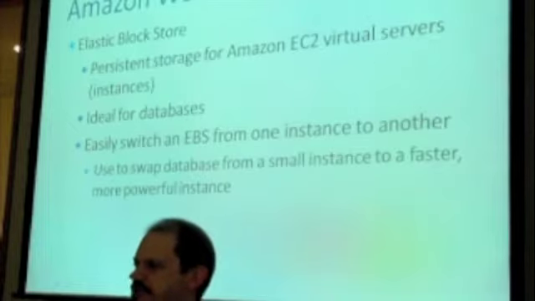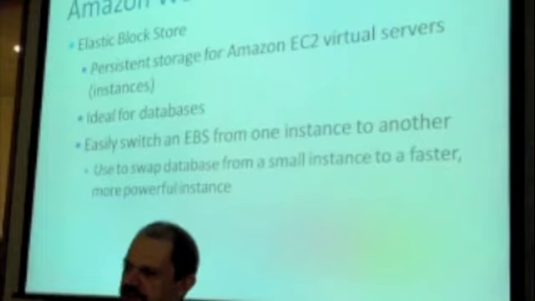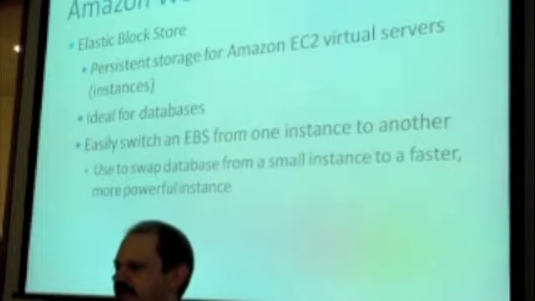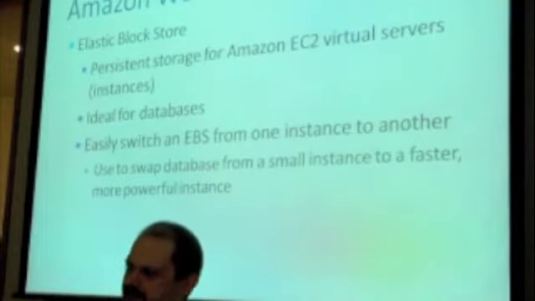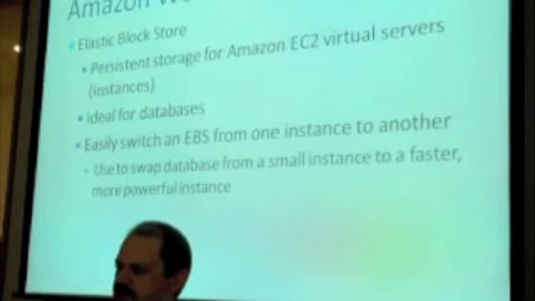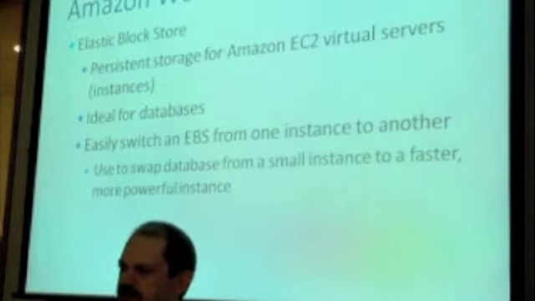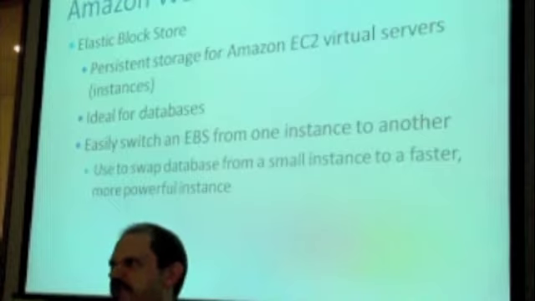In terms of storage, Amazon provides something called the Elastic Block Store, or EBS. It's basically kind of like a virtual hard drive. This is great for databases or any other kind of file storage. You can attach this EBS to one of your running instances, and you can think of it as connecting an external hard drive to your computer. It works that way.